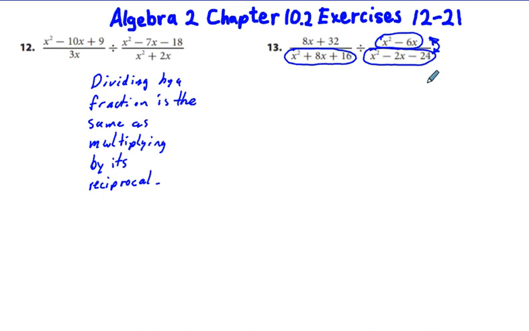So I'm going to work over to the right here and take this first denominator. We'll put x squared plus 8x plus 16 is not equal to 0. And factoring this out, we have x plus 4, x plus 4 is not equal to 0. And so, therefore, we know that x cannot equal -4. So that's one of our excluded values.